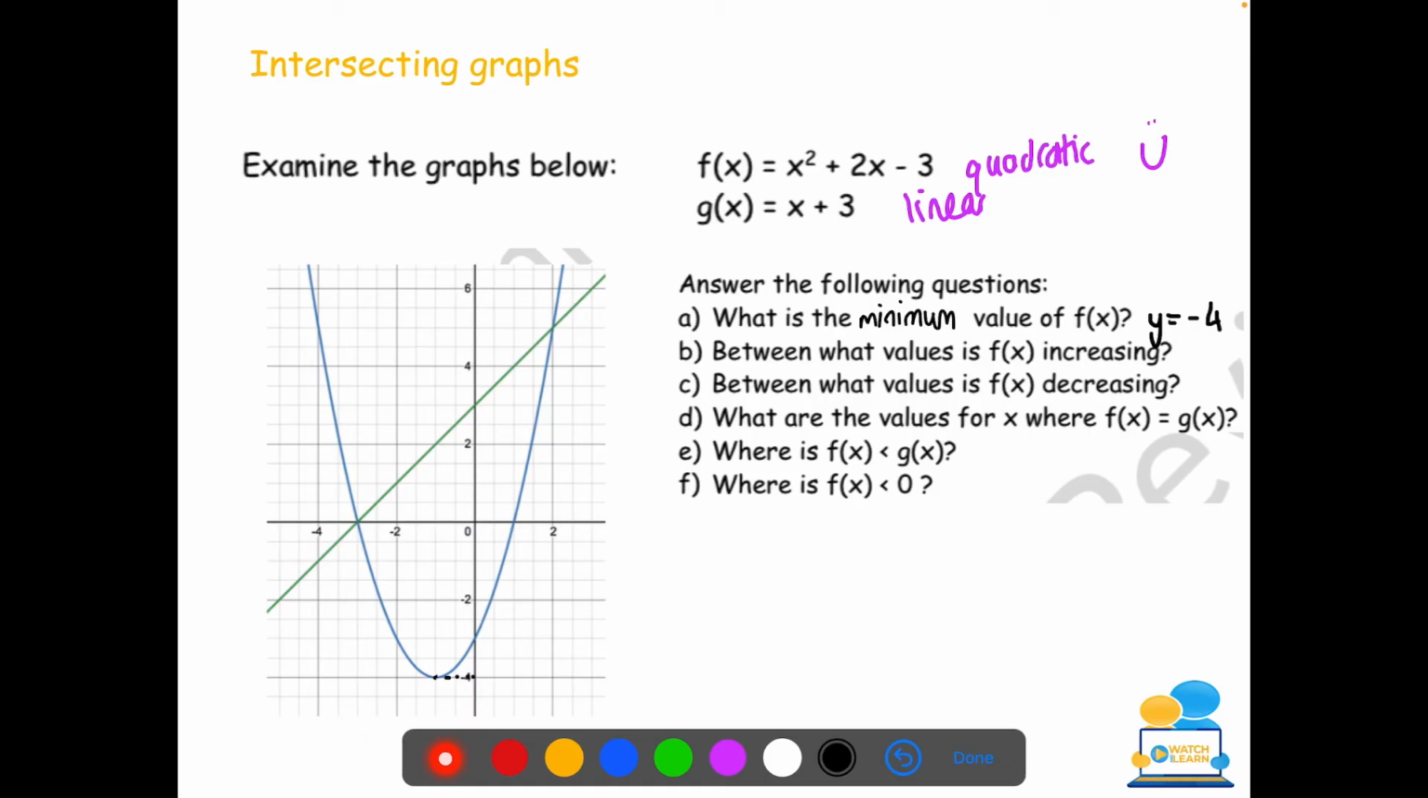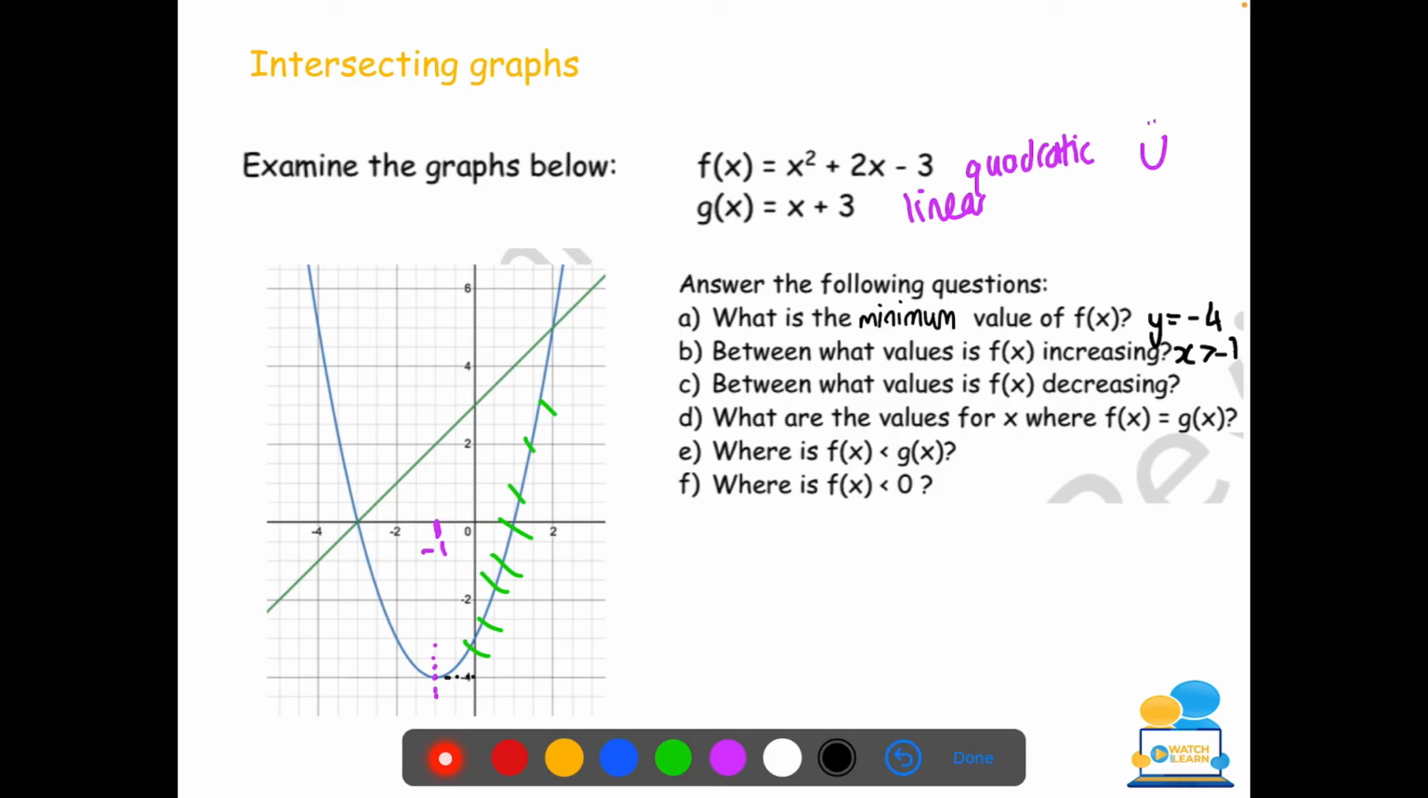Between what values is f of x increasing? So here, where is it increasing? Again, for these ones, I like to cut my curve in two. Let's look at the point. Well, this point here is going to be -1. It's halfway between 0 and -1. So f of x is increasing. So when you move from left to right, the y values are increasing when x is greater than -1.